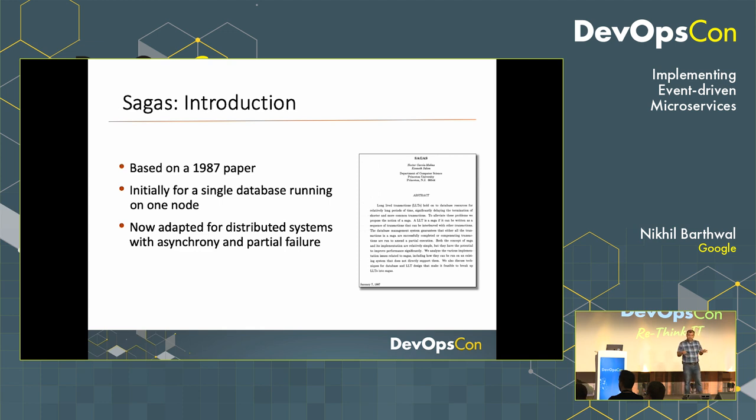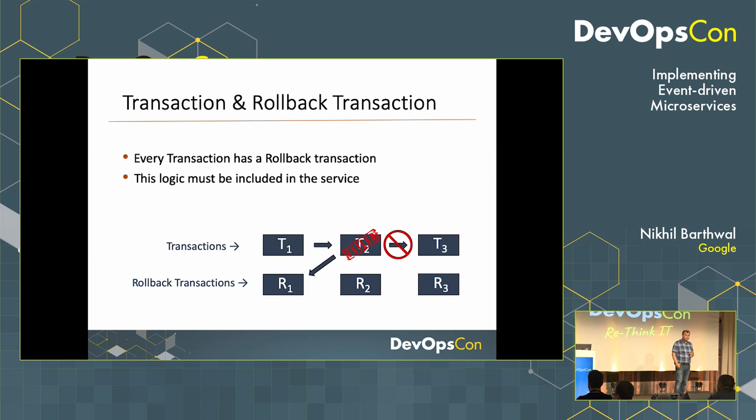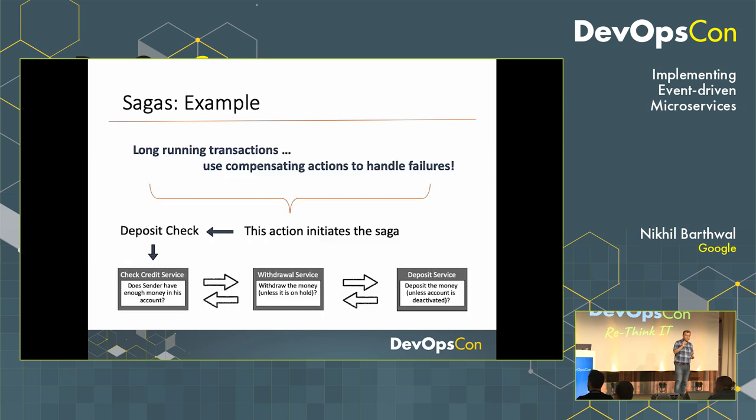I'm not going to go in and talk about too much of these variations, but let's introduce basically what a saga is. Well, in a way, and I should probably have had this slide first, a saga is essentially a long-running transaction which has compensating actions to handle failure.